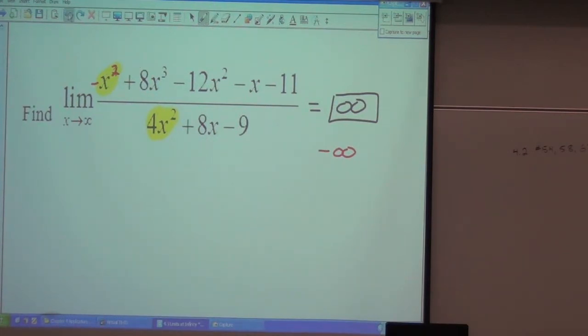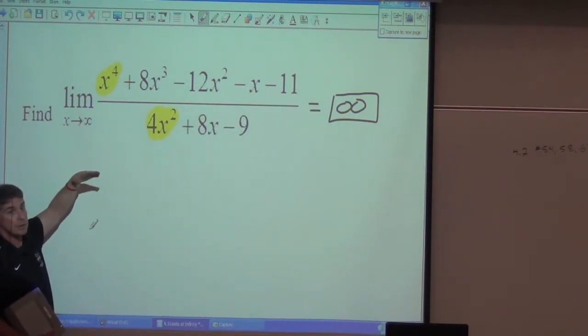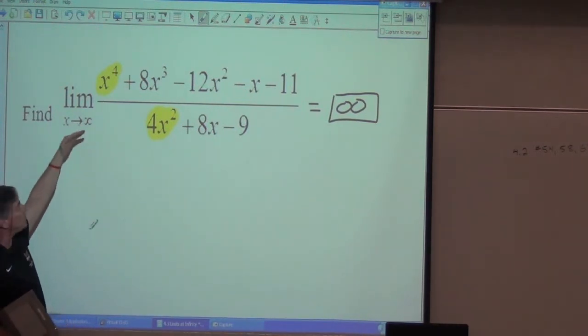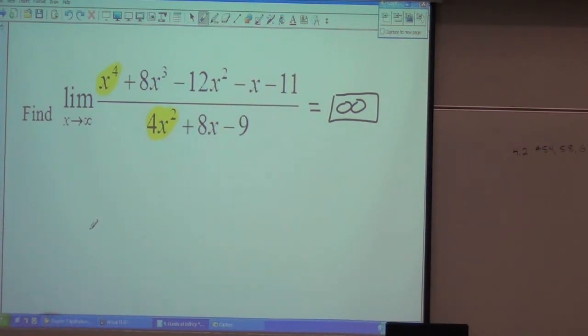So if the powers are the same, it's always the top coefficient divided by the bottom. If the numerator is bigger, the graph's either going to go up or down. We just have to figure out, is it positive or negative? If the denominator is bigger, it goes to 0. So if they're equal, you stay equal.